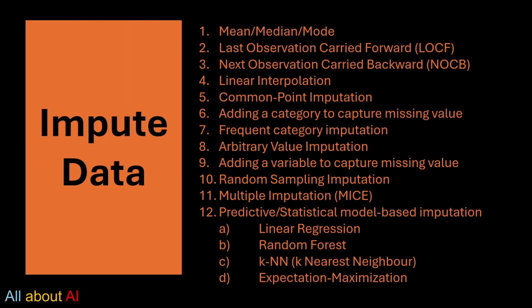Next, we'll be going through imputation of data. There are various ways we can impute data. We can impute data using mean, median, mode. We can use last observation carried forward, next observation carried forward, linear interpolation, common point imputation, adding a category to capture missing values, frequent category imputation, arbitrary value imputation, adding a variable to capture missing values, random sampling imputation, multiple imputation. We can also use some sophisticated predictive or statistical model-based imputation like linear regression, random forest, k-nearest neighbor, expectation maximization. Now let's go through each of them one by one.